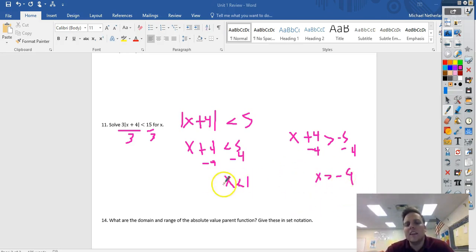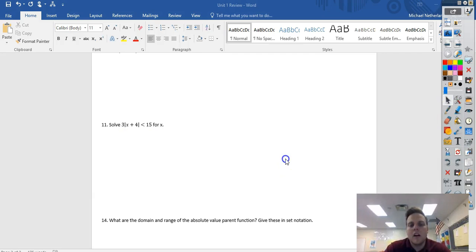Do you see how these two answers bounce in between each other? Because it's greater than negative 9, but less than 1. So if you wanted to, you could write it this way. I know I'd never really talk about it in class, but you could write it this way. So look at the signs. Is x still less than 1? Yes. Is x still greater than negative 9? Yes. So this is the exact same way of writing this, okay? We just say x is greater than negative 9 and x is less than 1. Okay? Moving on to number 14.